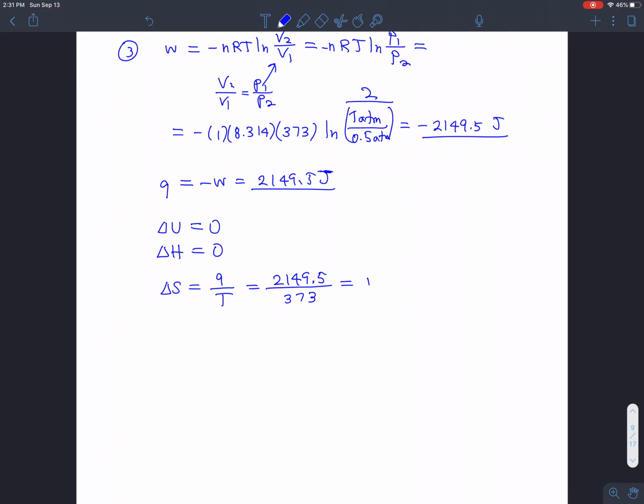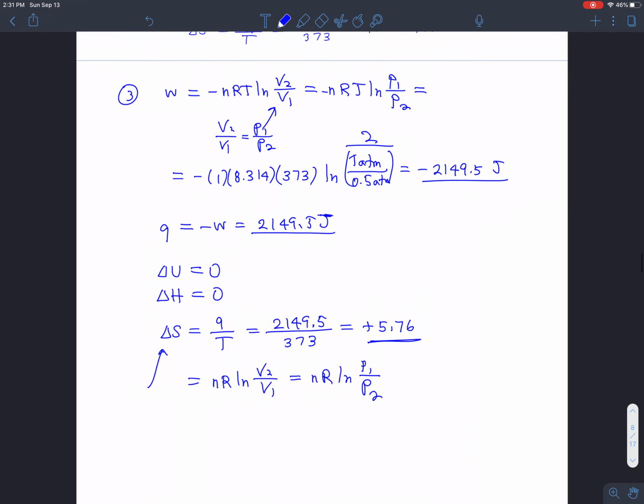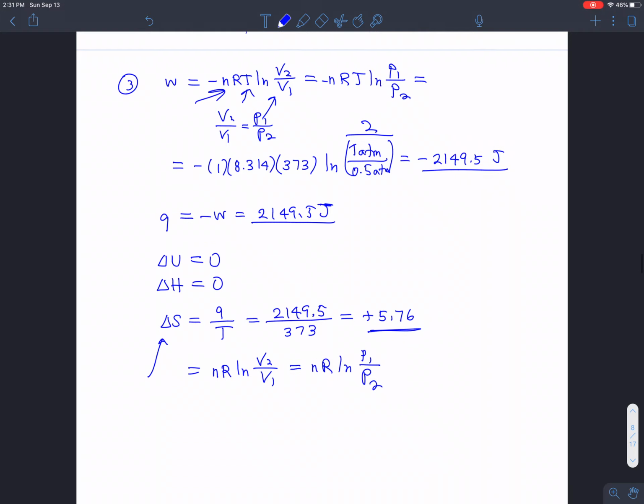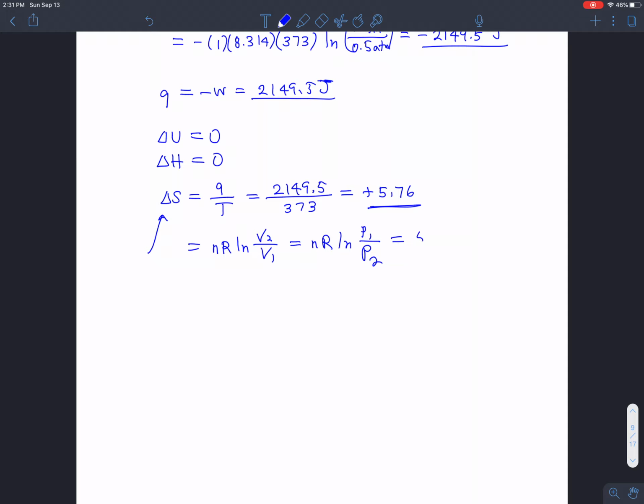5.76. Notice that the sign on the entropy change makes sense, right? We expanded the gas. Entropy should go up. We could also have calculated this delta S using nR log V2 over V1, that's nR log P1 over P2. And you can see that that's just the heat change here, which is the negative of this, divided by the temperature, so dividing that T out would give us the same answer, 5.76. Okay, so either way would work.